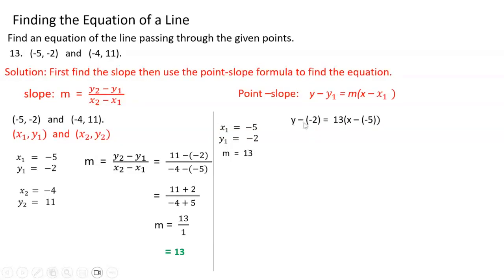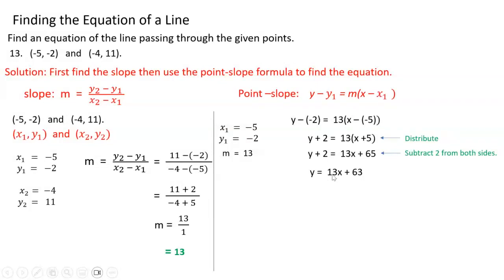Okay. So this becomes positive on the left hand side, y plus 2. Also on the right side, it becomes positive because x minus negative 5 is x plus 5. Now I get to distribute. So I'm going to do 13 times x and 13 times positive 5, which results in y plus 2 equals 13x plus 65. Now I'm going to subtract 2 from both sides. If we do that, it's going to give us y equals 13x plus 63. So this is the equation that we're looking for. It's in the form y equals mx plus b, which is called the slope-intercept form.